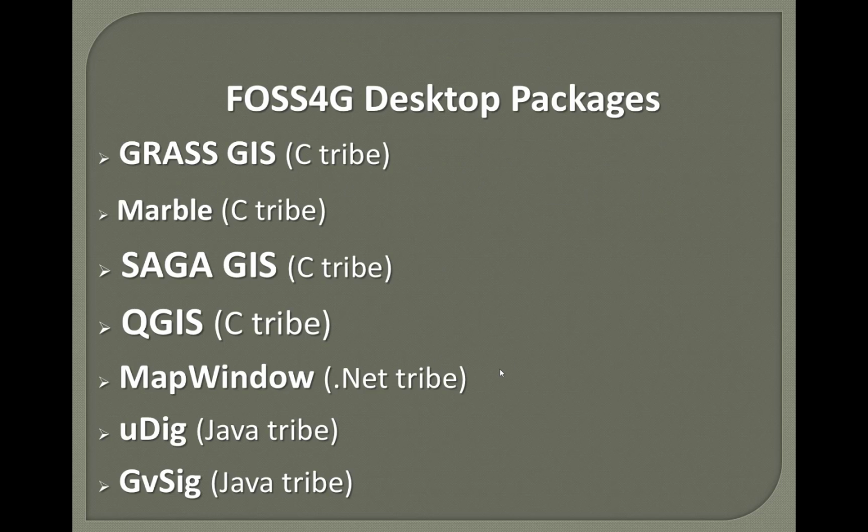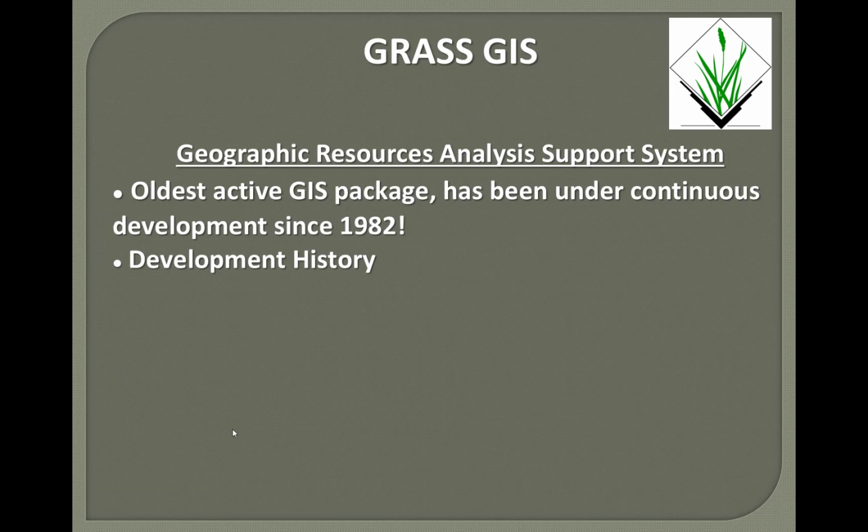So we're going to go through some desktop packages. I actually think I scratched UDIG. We're not going to talk about that. You can Google it. But these are some of the leading desktop GIS packages. We'll start out with this one called GRASS GIS. And this is really kind of the grandfather of open source GIS. It's the oldest active package. It was first started in '82, so it's almost as old as ArcInfo.